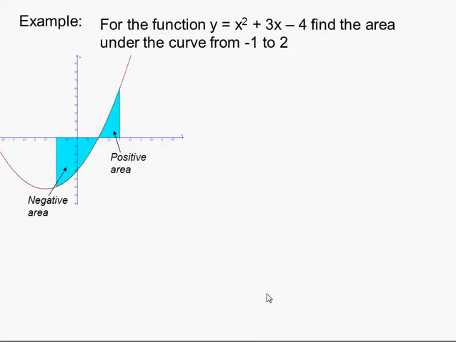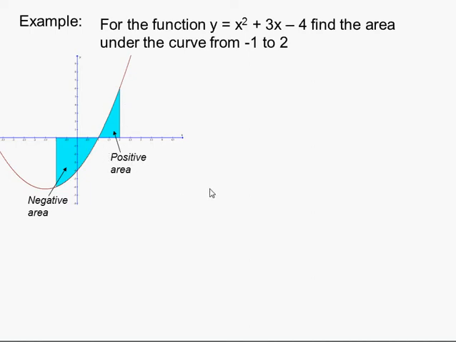This is where it gets a bit complicated. You've got a negative area down here and a positive area up here. If I want to find the area, I want the absolute value of all of this. I don't care if it's negative or positive, I want to know how big it is. When I'm asked to find the area, that's different from finding the integral. Find the area, I want to know what is the actual size of that.